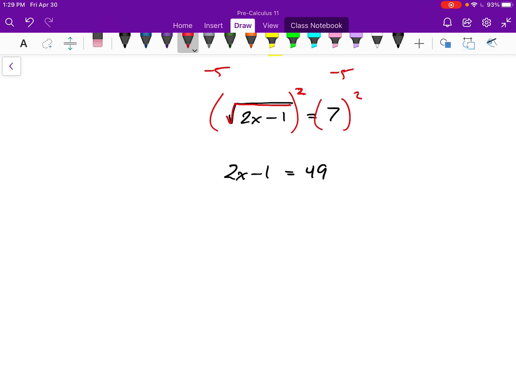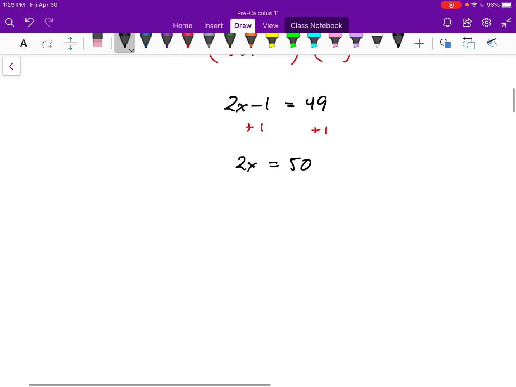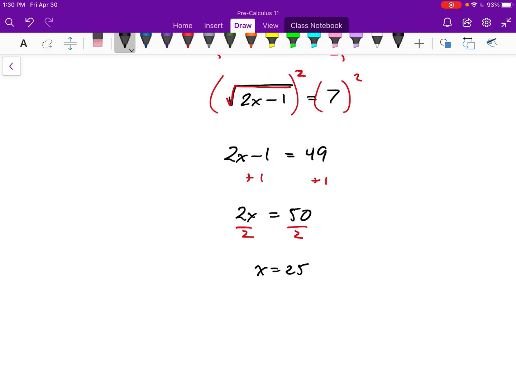And now it's really quick. Add 1 to both sides. 2x equals 50. I can see the answer now, but I'll be showing all my steps. So divide both sides by 2. x equals 25. Now, one thing I should always do when solving a radical equation is check and make sure my answer is correct.